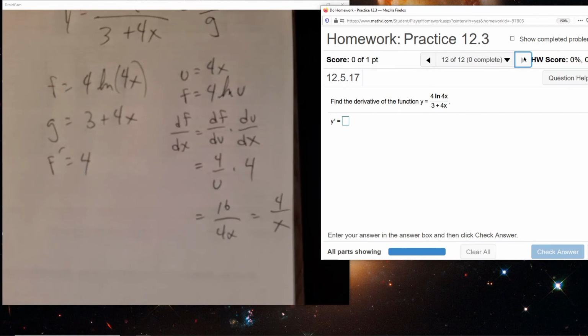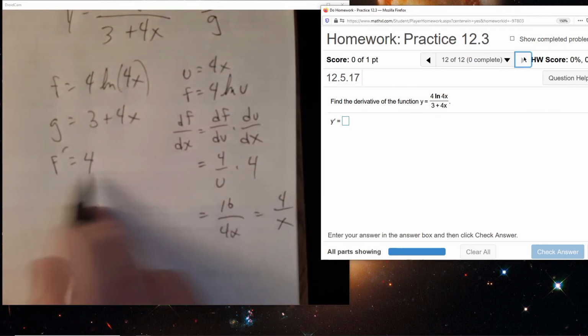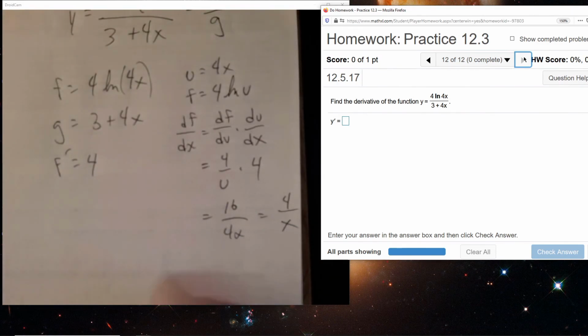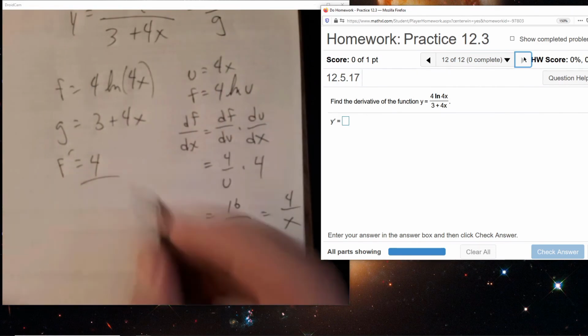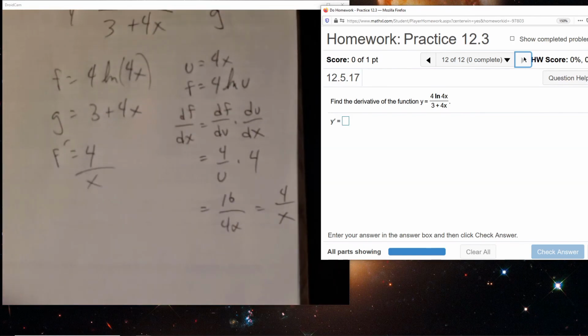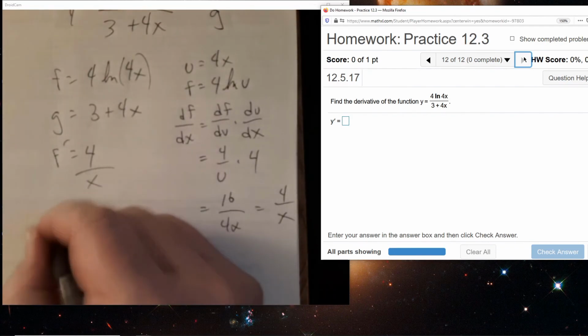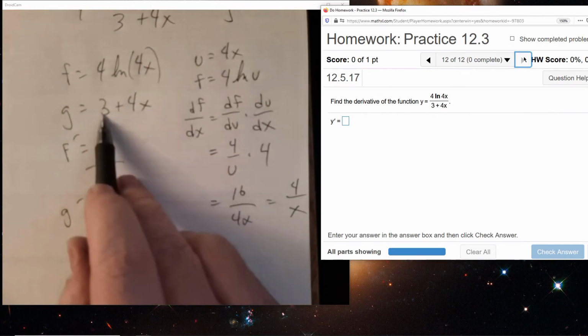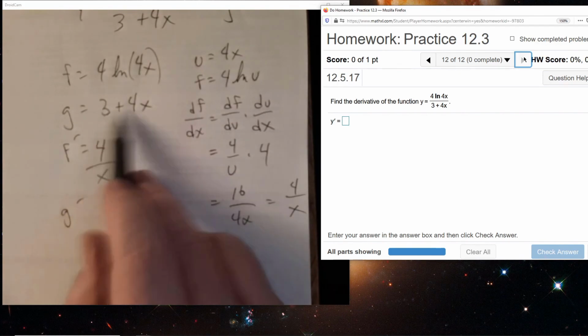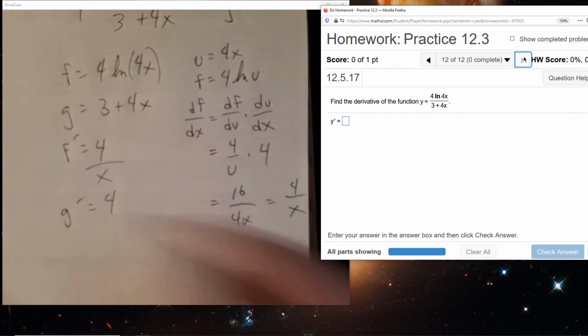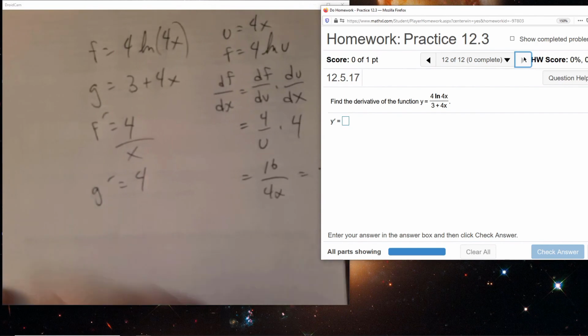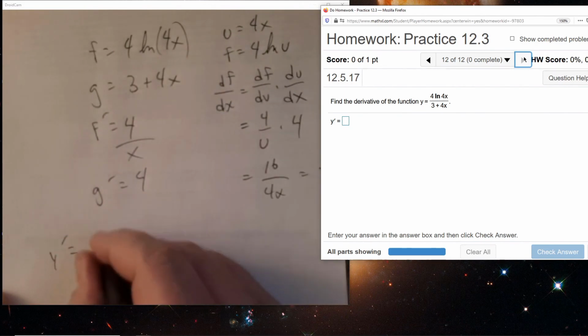So f prime is, excuse me, I jumped the gun a little bit on writing the 4 down there. So that's 4 over x. And then the derivative of g, constant is 0. The derivative of 4x is 4. And then the quotient rule.